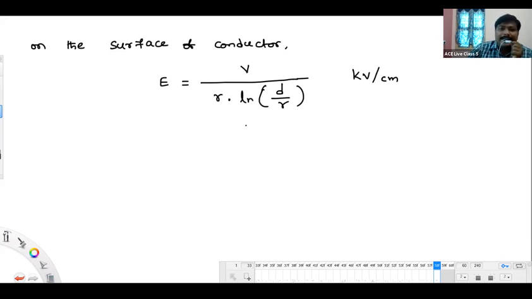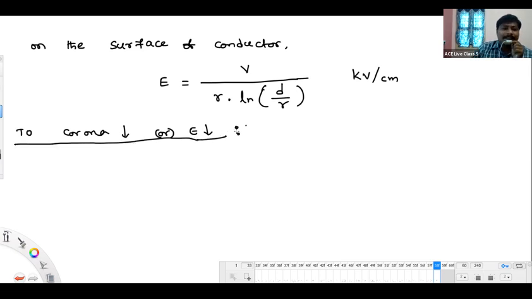The difference between gradient and electric intensity: both are the same. Now our aim is to reduce the field intensity. So to reduce corona, or you can say to reduce the electric field intensity, what are the various steps we have to take? What are the various modifications we have to make in this equation? Kindly observe that.